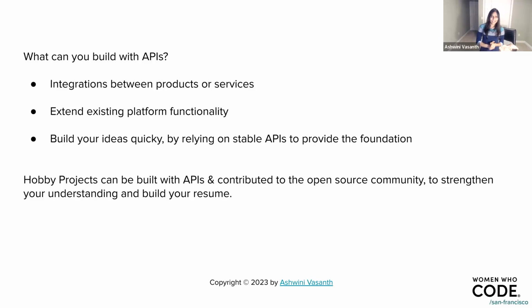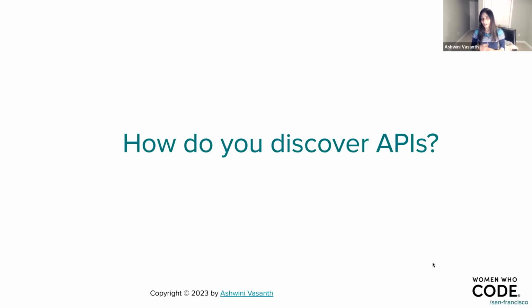The third advantage is, let's say you have an idea and you want to just act on it super quickly. You can do that because you'll have a stable API which actually exposes a foundation which is strong, right? So given these three things, it's a great way to get hobby projects started, and you can contribute it to the open source community. That's a great way to collaborate, and that's also a great way to build your resume. Okay, moving on quickly to the question of how do we actually discover these APIs?